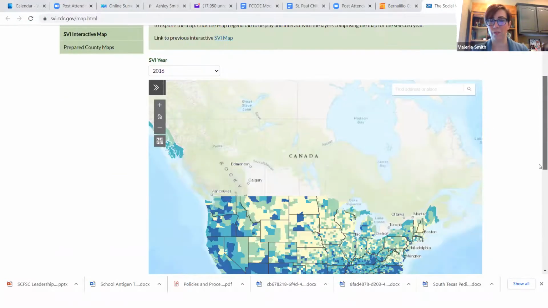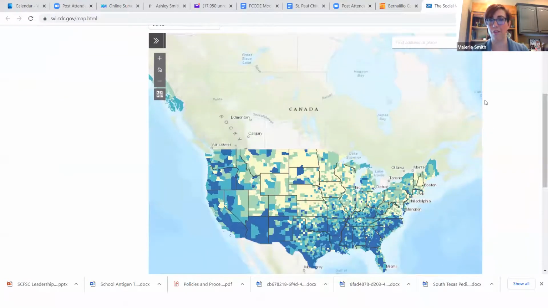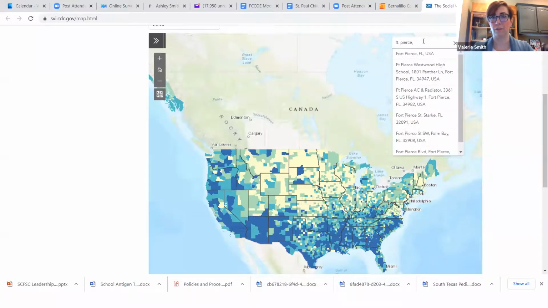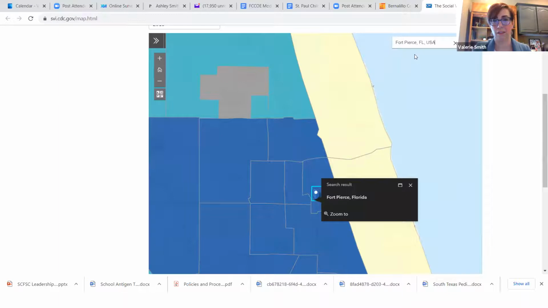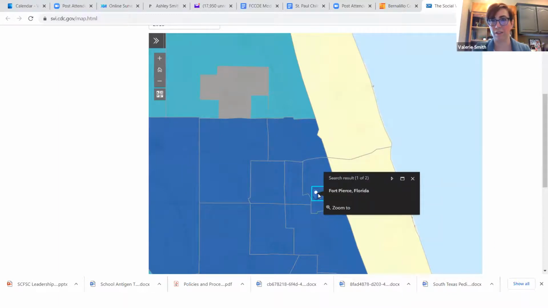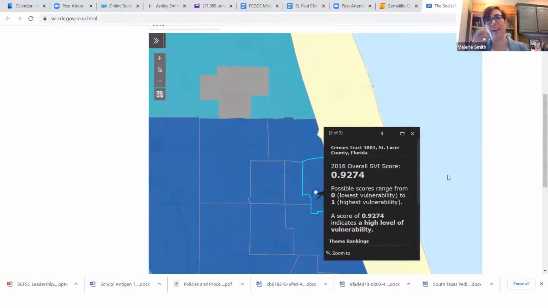So let's take a look at, I don't know where Fort Pierce, Florida is, but let's see. You can do this one of 2 ways. You can either put your address in, or you can zoom your map in where you want it to go, right? There we go, Fort Pierce, Florida. Okay, so here's Fort Pierce, Florida.